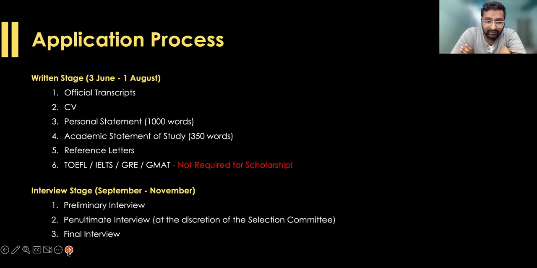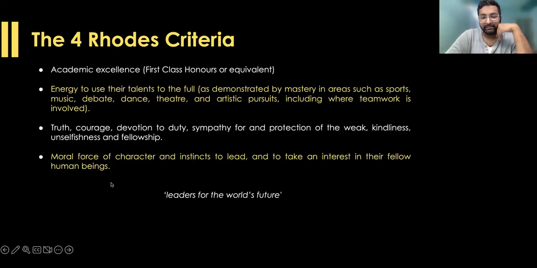If you get through the written stage, then there are a bunch of interviews that happen. There's a preliminary interview, and then depending on the selection committee, they might hold a penultimate interview, and then there's a final interview. So what we've covered right now was the eligibility criteria, and now we have the selection criteria, which is what the Rhodes Selection Committee looks for in terms of an application and a candidate.